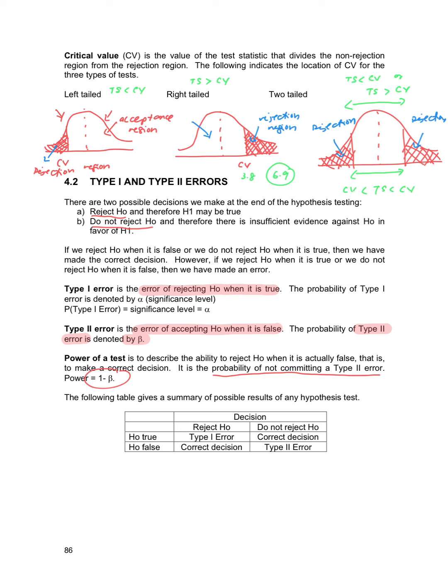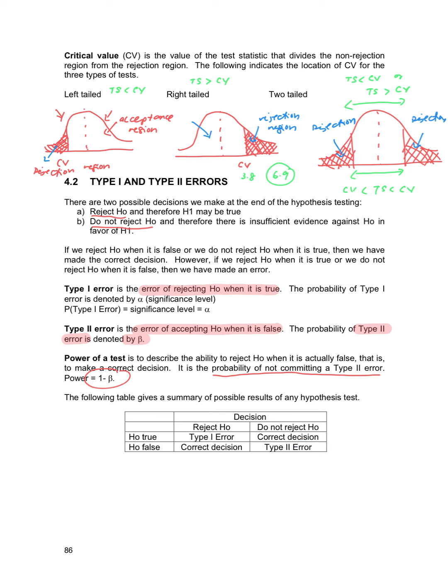So the following table gives a summary of possible results of any hypothesis testing. Kita cara baca dia macam ni ya. H0 is true, but we reject the H0. So meaning that we are committing type 1 error. Maksudnya we are rejecting the true statement. So itu kita telah melakukan type 1 error. But when H0 is true, dia betul dan kita tak reject dia, maksudnya kita dah buat correct decision.